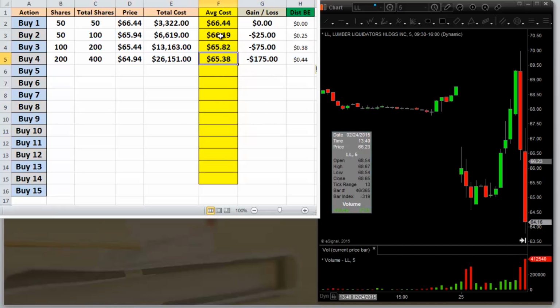So notice, you are averaging down. You're bringing down your average share price. The price does now have to travel 44 cents in order to get to your break even. Again, though, it went as low as 63.77.